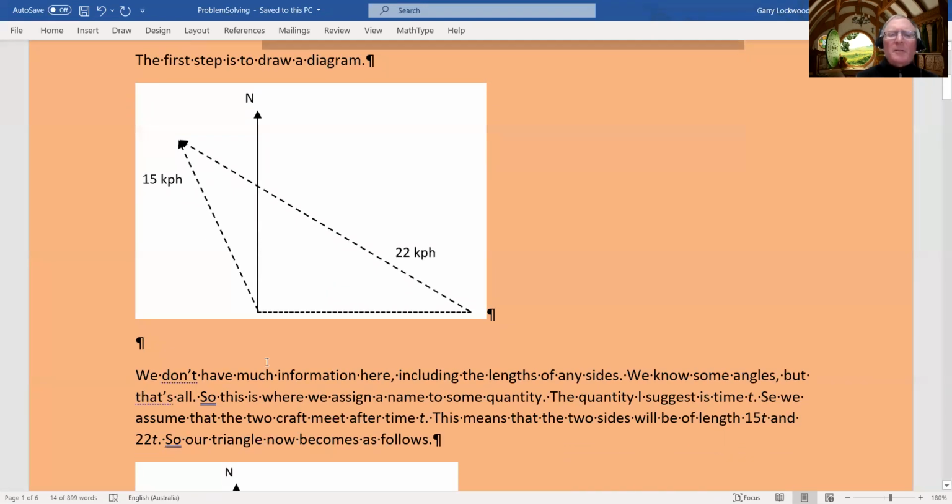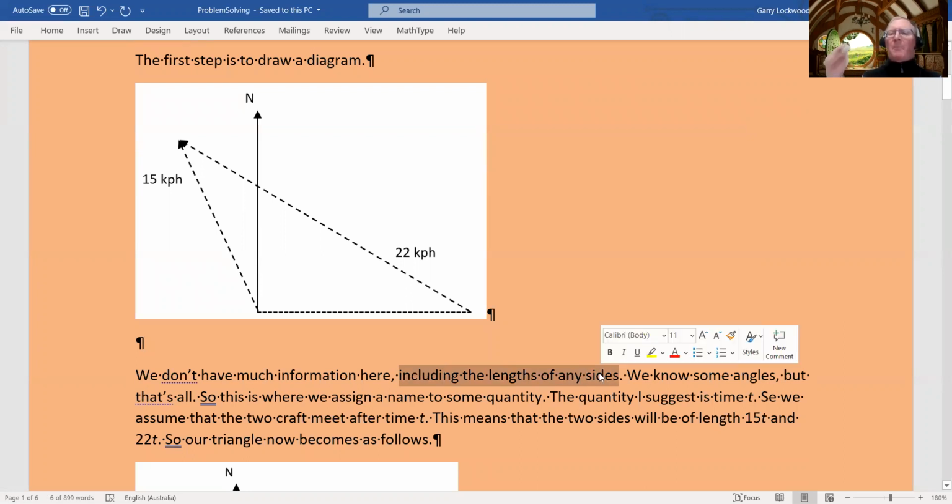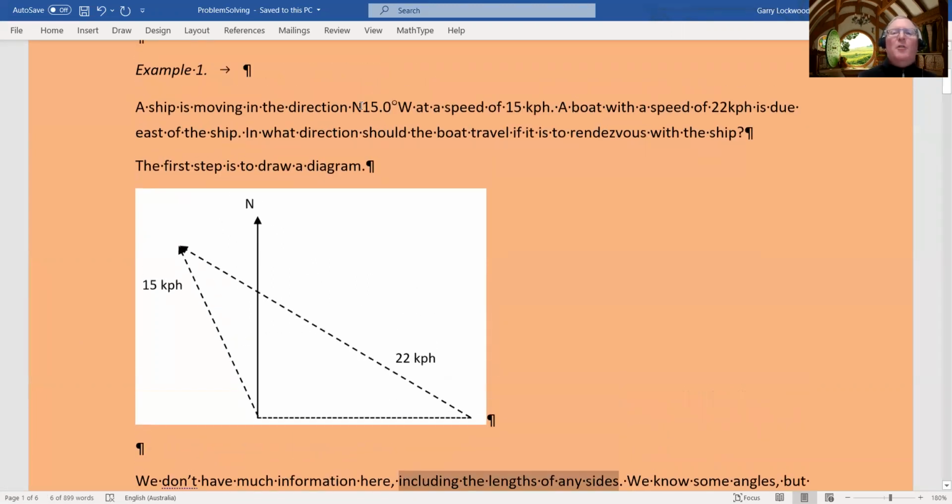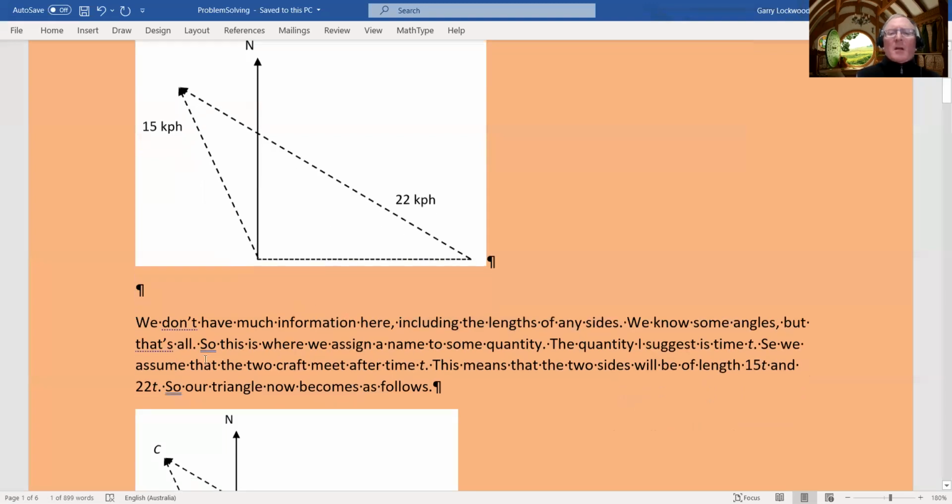We don't have a lot of information here. We don't in particular have the lengths of any sides, because we don't know for what length of time they're traveling, and we don't know the distance. We know some angles. This is obviously a 90-degree angle here. This one here will be an extra 15 degrees because it's going north 15 degrees west. And that's all we know.